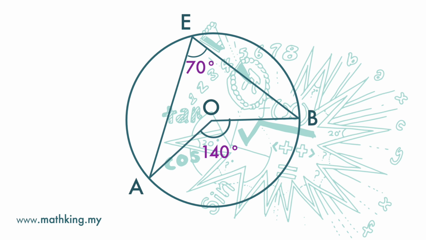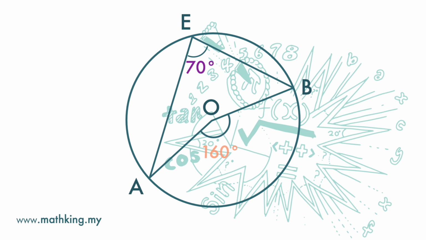We are going to move point B up even more. Now, the angle at the center is 160 degrees. Then, the angle at the circumference is 80 degrees. And now, we are going to move point B up even more, to the point where AOB becomes a straight line.